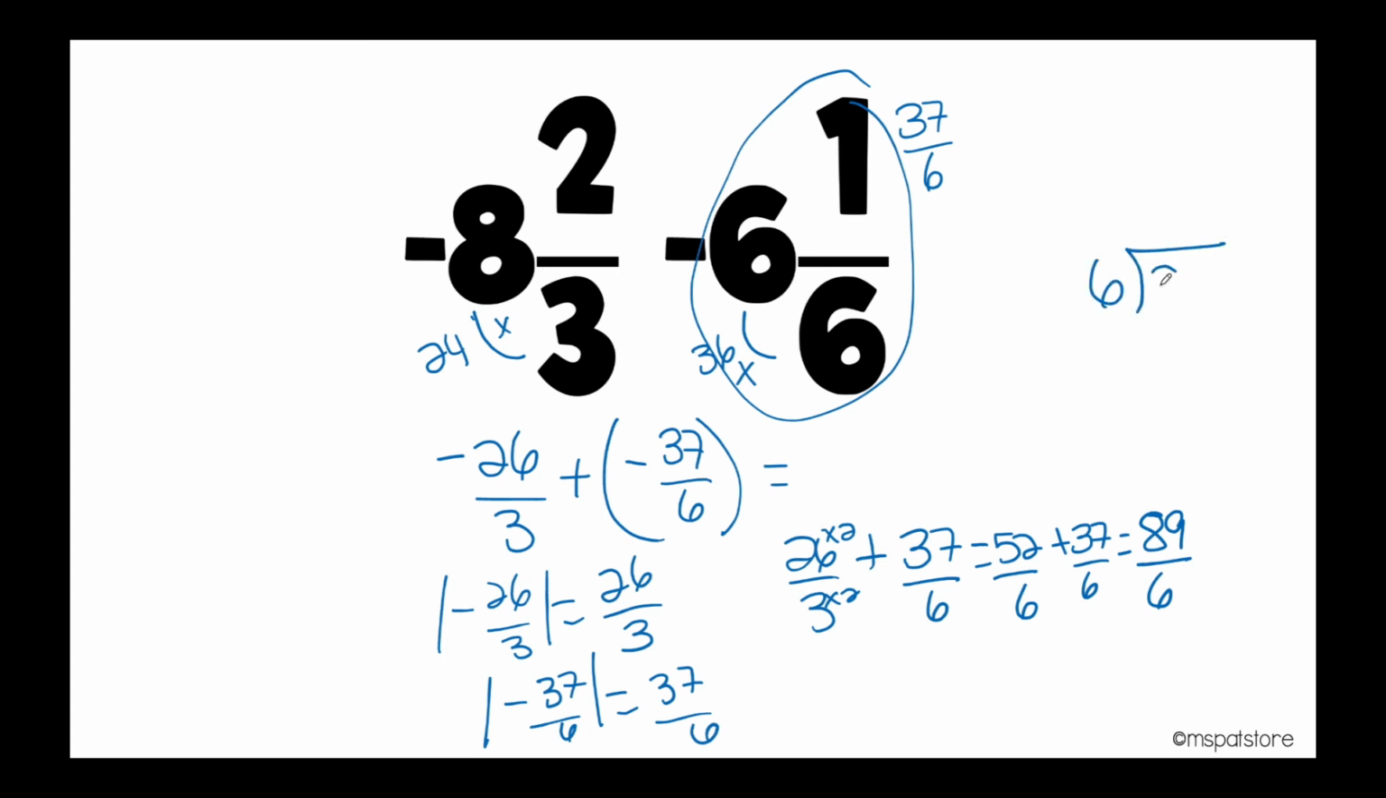6 right here, 89 here. 6 fits into 8 only one time. So I'm going to do the subtraction here. 8 minus 6 is 2. And I'm going to bring down the 9. 6 fits into 29 basically 4 times, because 6 times 4 is 24. 29 minus 24 is equal to 5. So my mixed number will be 14 and 5/6.